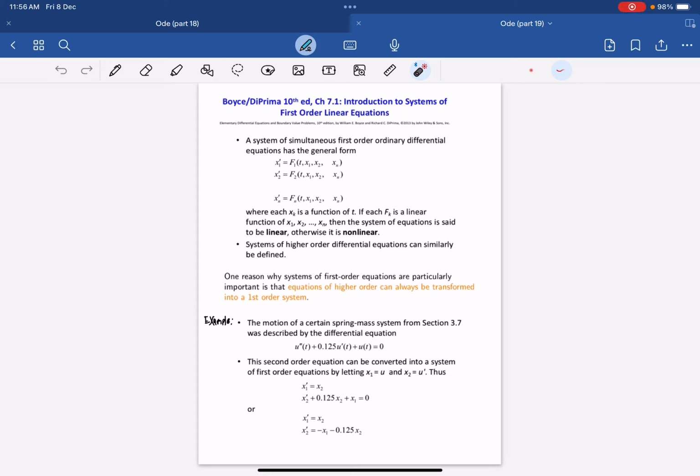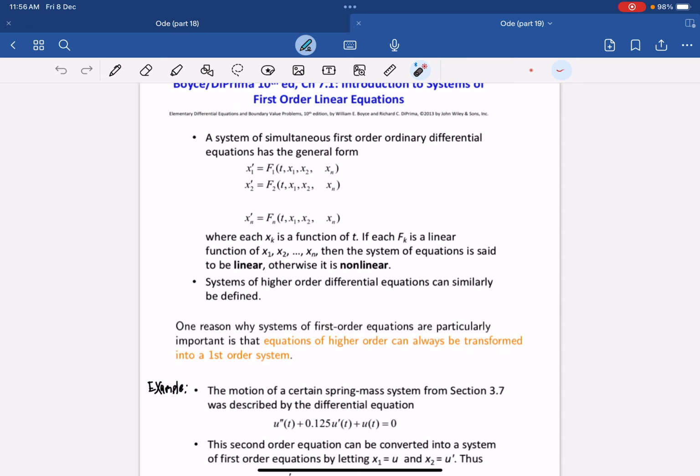Hi! In this video, we'll be going through systems of first order linear equations. We already went through previously what happens when we have one first order equation and what happens if we have a second order linear equation. Now we throw away the second order and think about it as a system of first order linear equations. We'll take a look at examples to actually visualize what I mean.